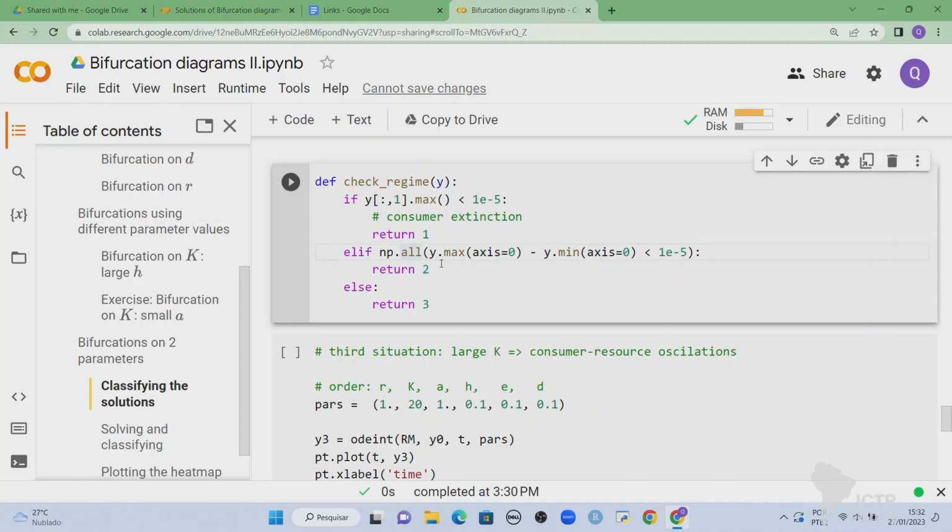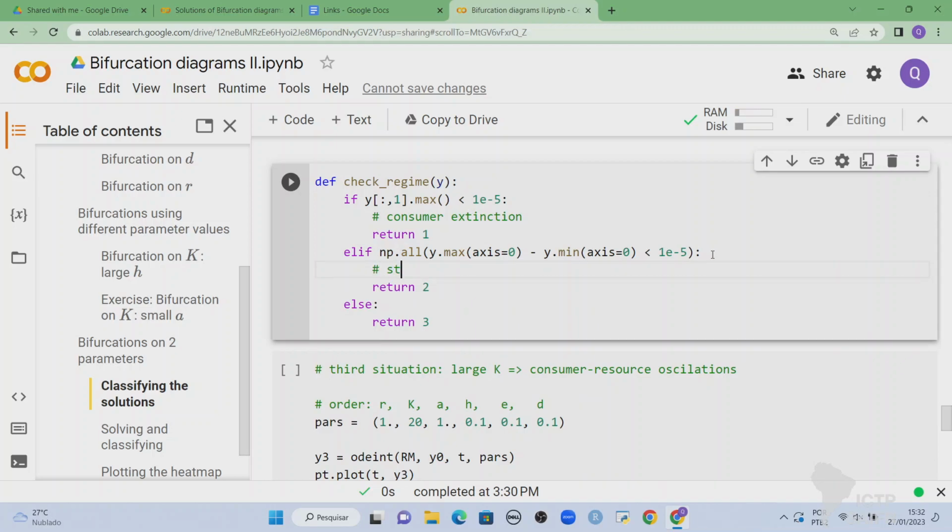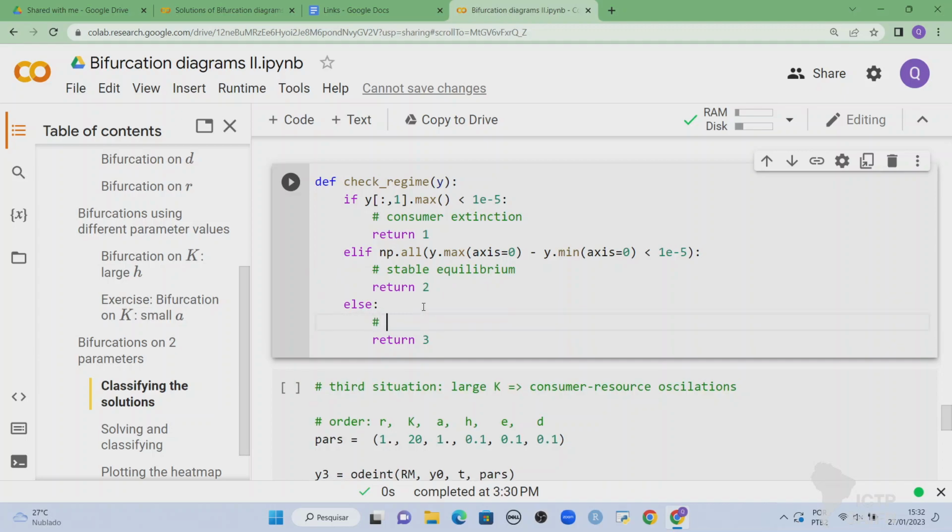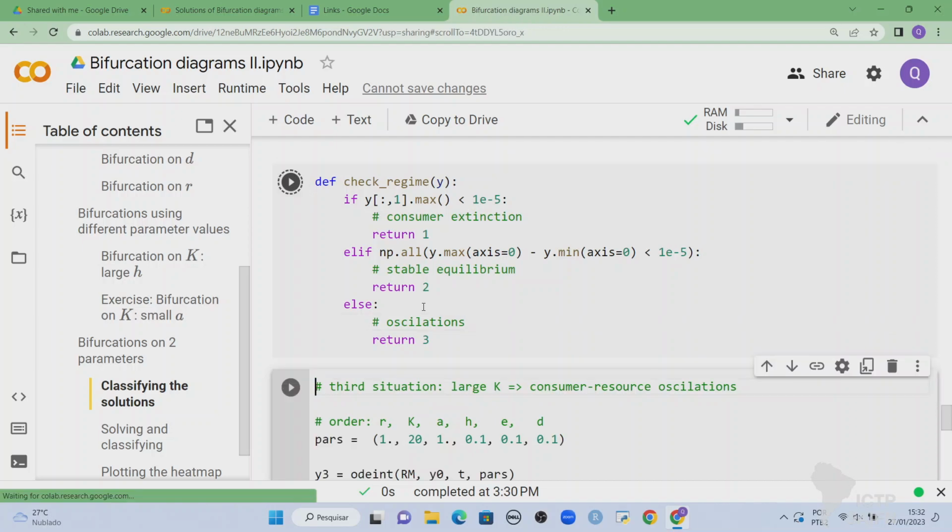And if this is also false, so this is the stable equilibrium. If both of them are false, I have oscillations. So this is H3 over here. This is what this function does. It receives the solution and tells me in which of the three cases we are.